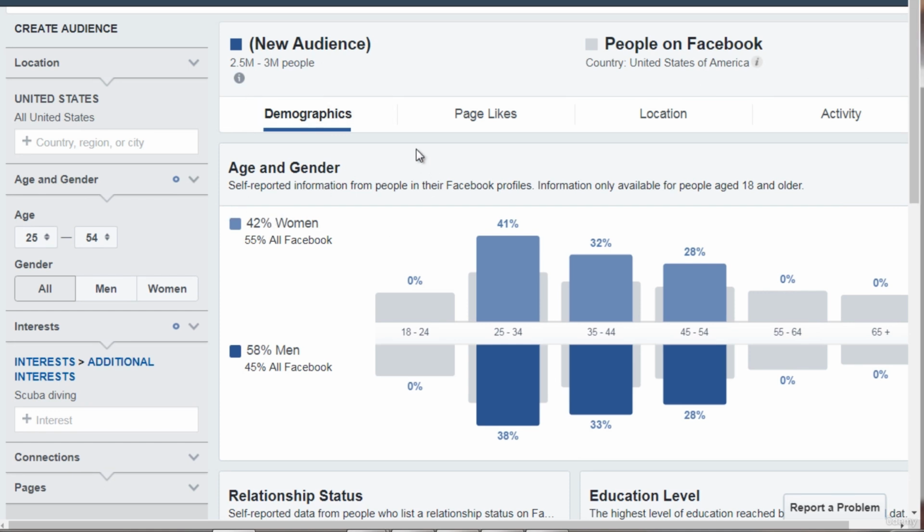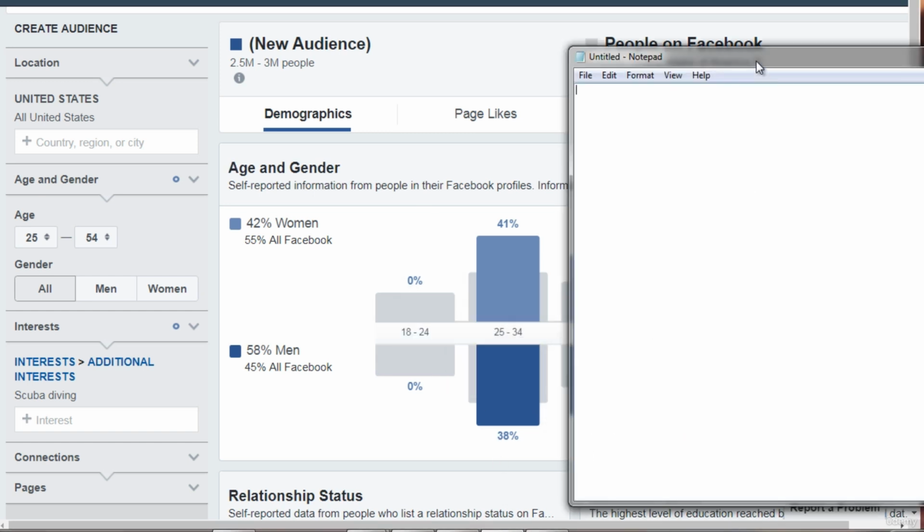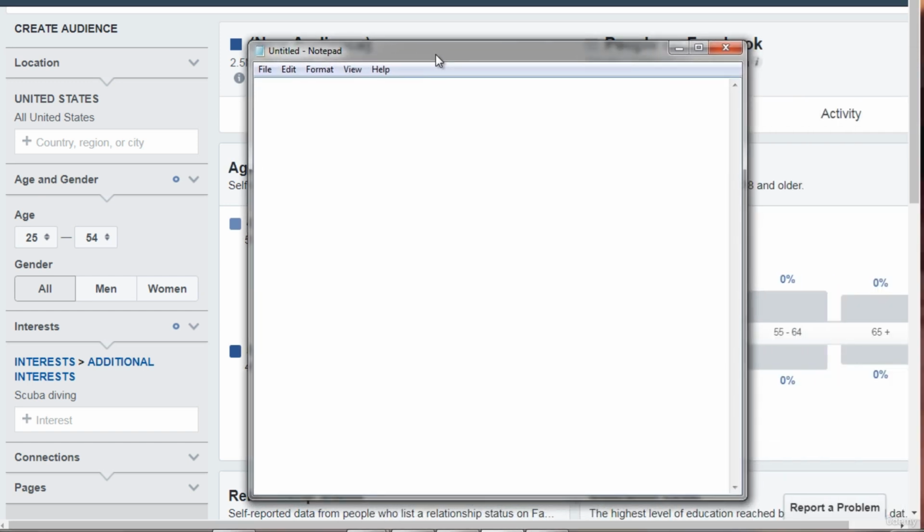So let's click on page likes. Now before that, let me go ahead and jot things down. So location in this case is going to be the United States. The age is going to be 25 to 54. The gender is going to be all. And in this case, the interest is going to be scuba diving. So all you're doing is simply jotting down what you see.